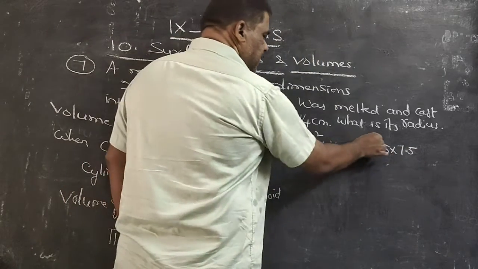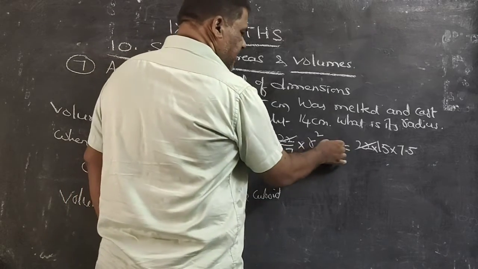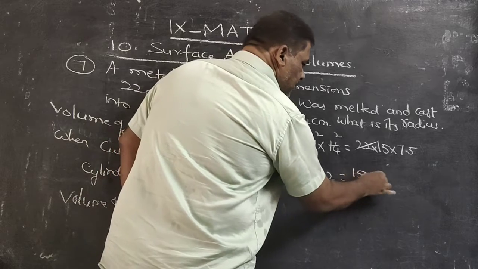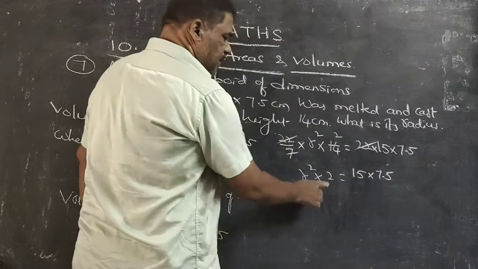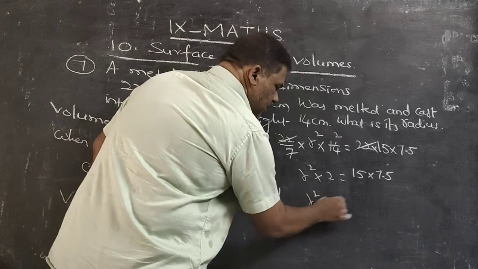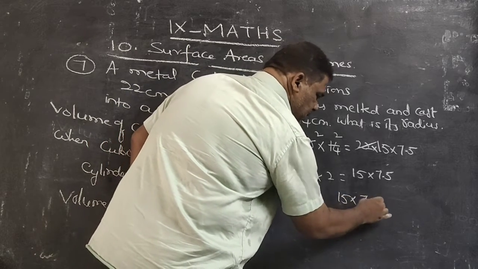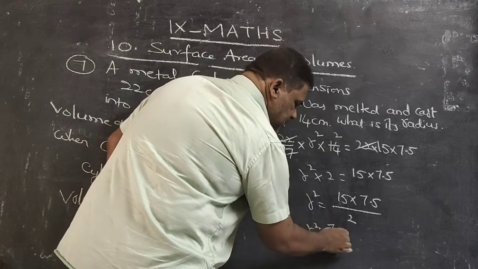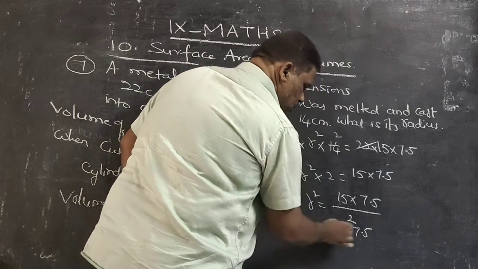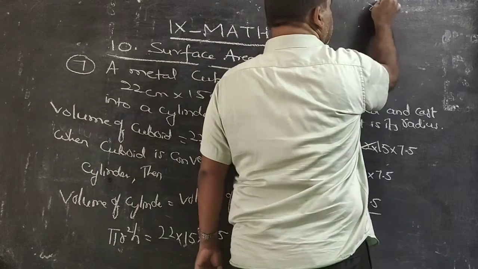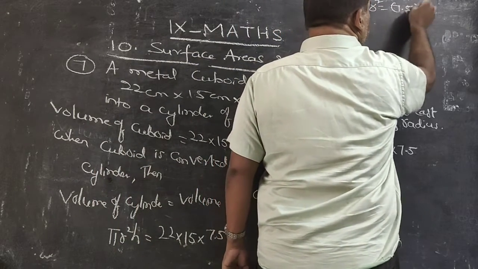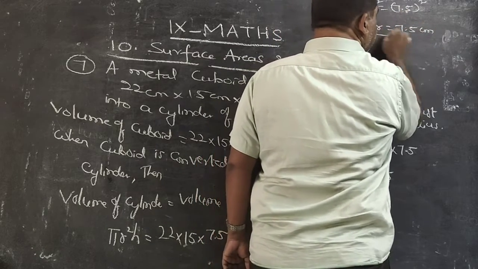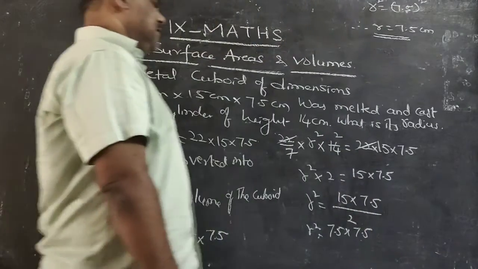This 22 we can cancel on both sides. 7 ones are 7, 7 twos are 14. So r square into 2 is equal to 15 into 7.5. Sending this to that side, r square is equal to 15 into 7.5 by 2. This 15 by 2 is also 7.5. So r square is equal to 7.5 whole square. If you compare, r value is 7.5. Radius of the base is 7.5 centimeters.